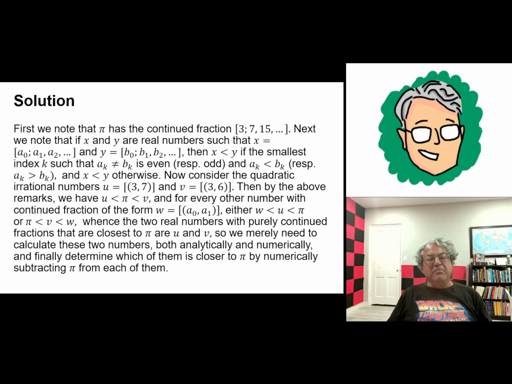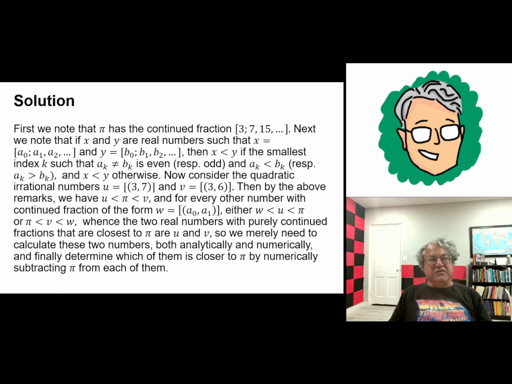It turns out if we have two numbers, x, which has continued fraction coefficients a0, a1, a2, and so on, what that really means is a0 plus 1 over the fraction a1 plus 1 over the fraction a2, and so on. And similarly y is a number with continued fraction coefficients b0, b1, b2. So how in general do we determine which one is greater and which one is less? Well, there is a procedure.